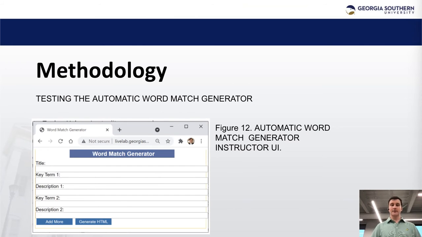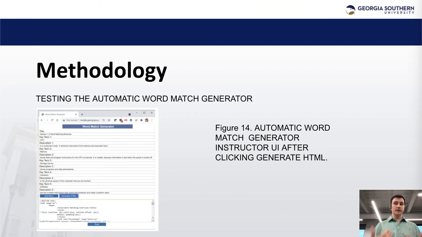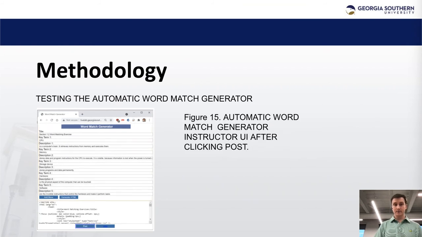Now we'll go through the testing phase through a simple example. So, Figure 12 presents the user interface that will be presented to an instructor. Figure 13 shows the user interface after it has been pre-populated with key terms and descriptions. Figure 14 shows the instructor interface after the static HTML has been generated. The window at the bottom of the page shows the code used to create a word matching interactive. That little window right there will provide an instructor with a full view of all of the code used in creating a word matching interactive.